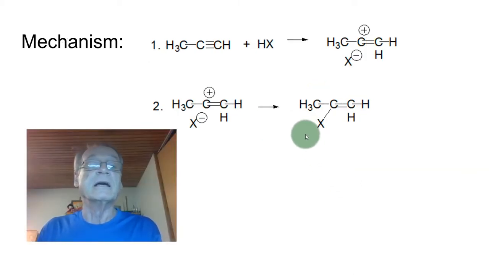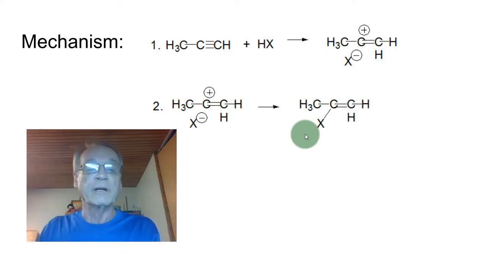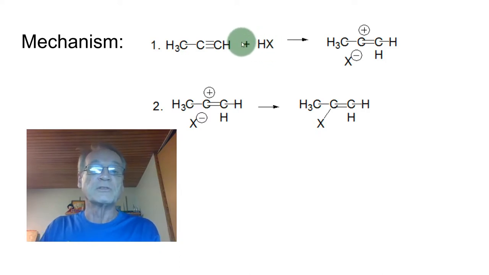Well, again, it's really not new. You already know what the mechanism for addition of HBr or HCl to an alkene is. Same thing here. So the first thing you do is use the HX to protonate the carbon that has the fewest carbon groups attached, in other words, the one that has the most hydrogens. So we're going to protonate that carbon, and it's going to give us a carbocation. So we get a carbocation at that carbon.